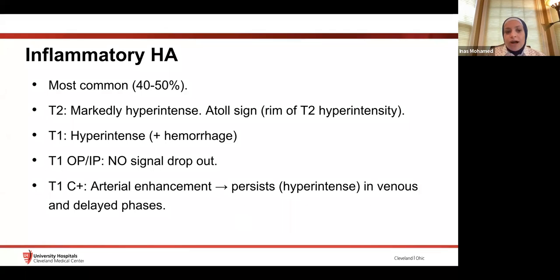So not all hepatic adenomas look the same on MRI. The inflammatory subtype is not going to drop signal in the in and out of phase, since it doesn't have intracellular lipid, but it's going to look T1 hyperintense. On post-contrast, of course, it enhances arterially and it persists on the subsequent phases.